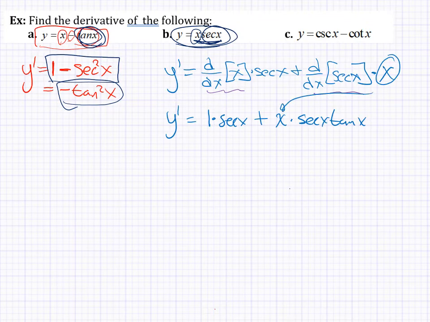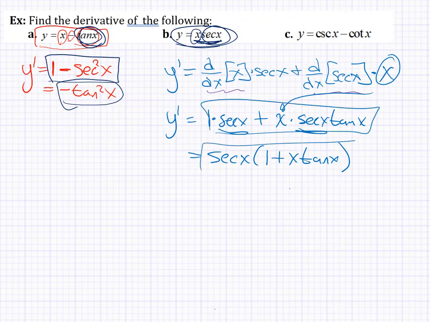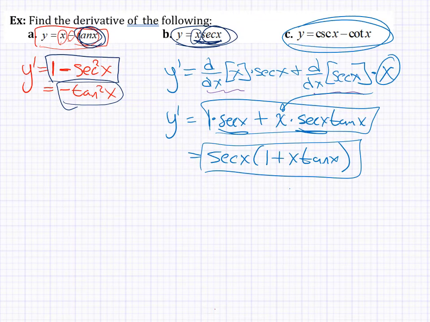And we could leave our answer like that. Another option is we could say, well, there's a secant here and there's a secant x here, so I could factor that secant x out. I could write this as secant x times 1 plus x tan x. That's not really simplified necessarily, it's just factored. Either of these answers, this one or this one, would be acceptable. All right, let's look at this third one. Okay.